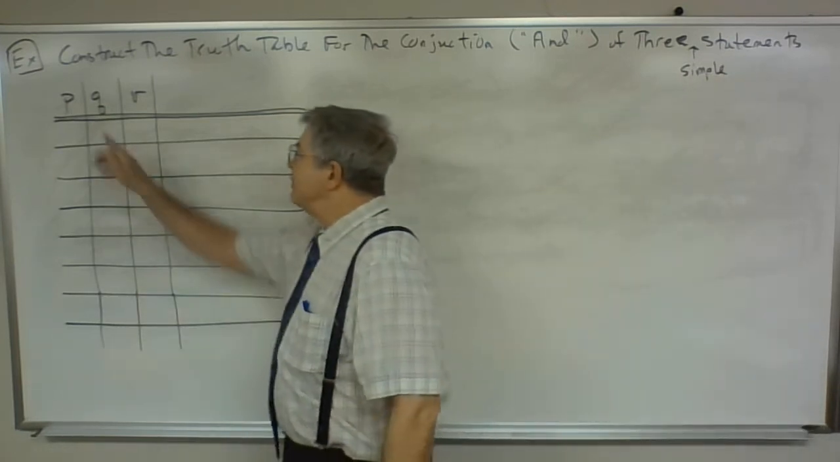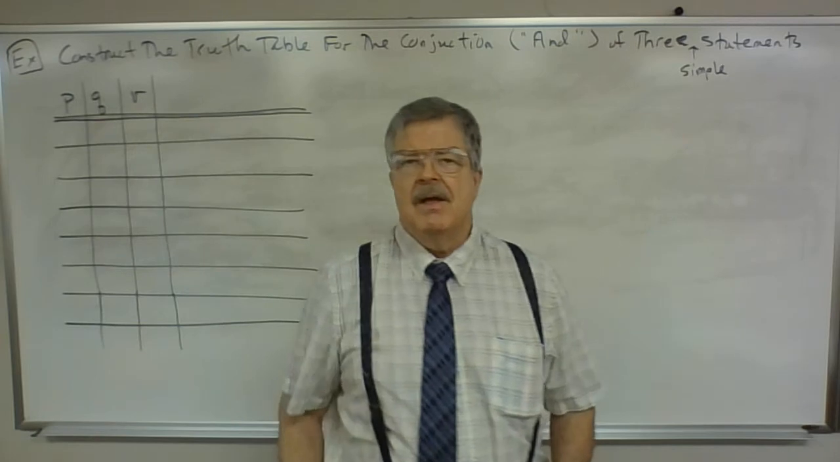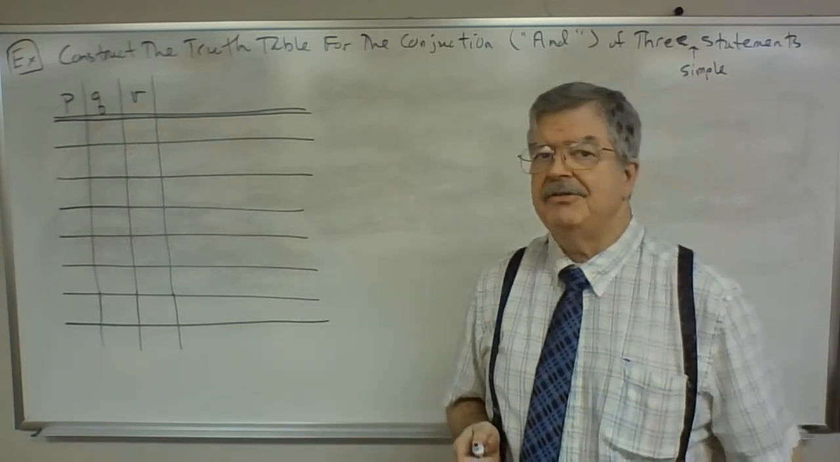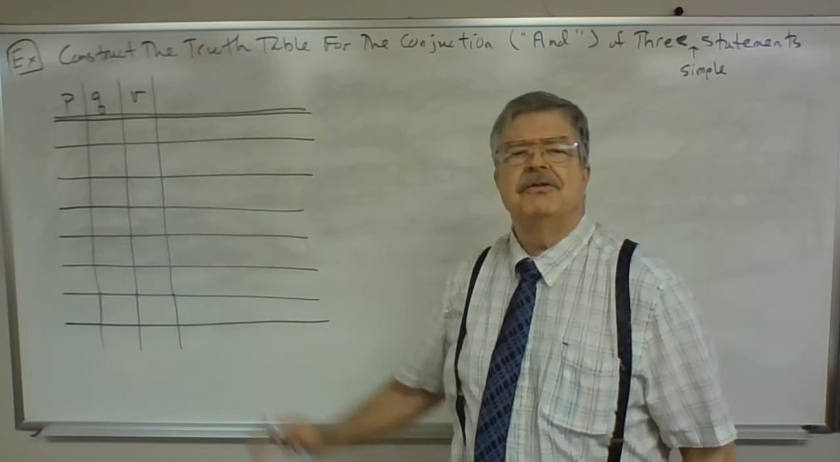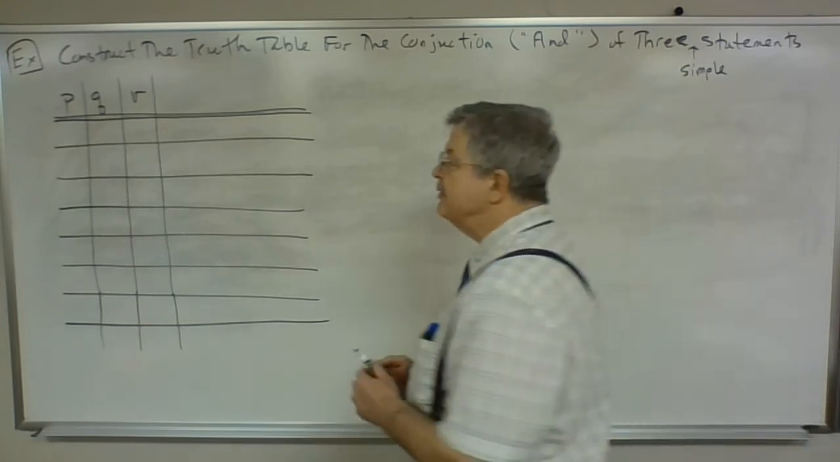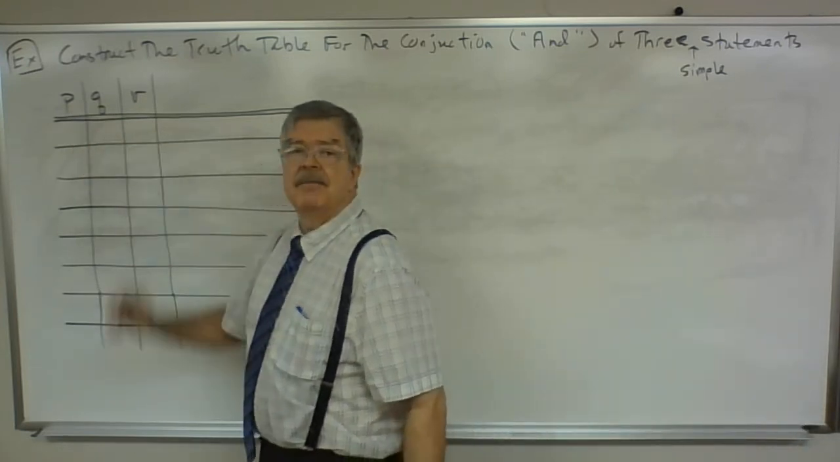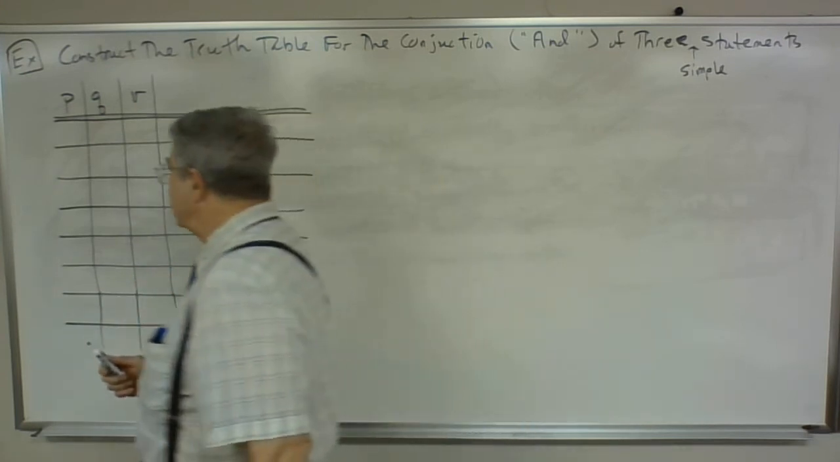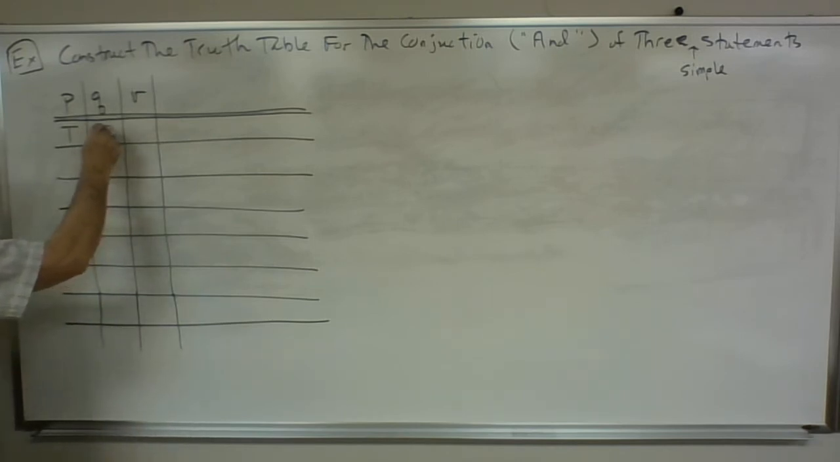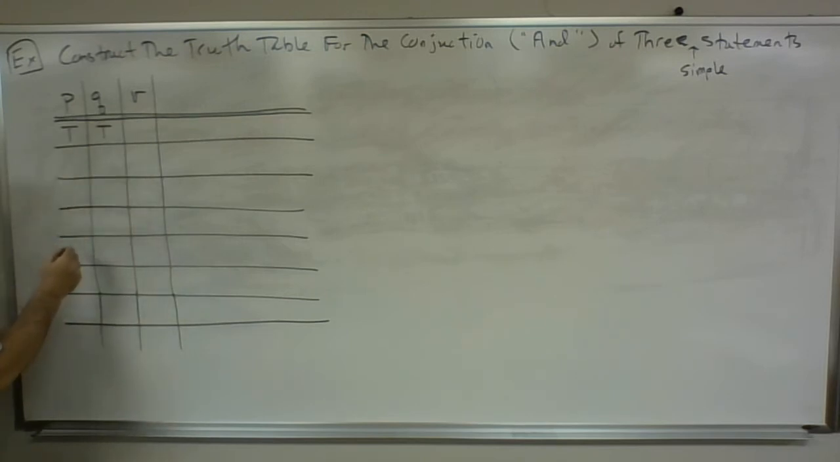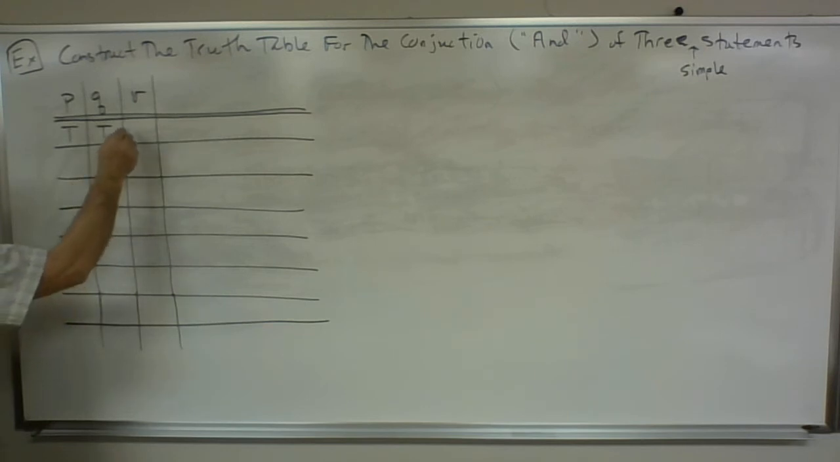And we call our simple statements P, Q, R. We've never done a truth table with three simple statements before. And what we want to do is fill it out in such a way that every possible combination of truth values of P, Q, and R appears exactly once. So let's see. Let's suppose that P is true. Q can be true or Q can be false. And R can be true or R can be false.